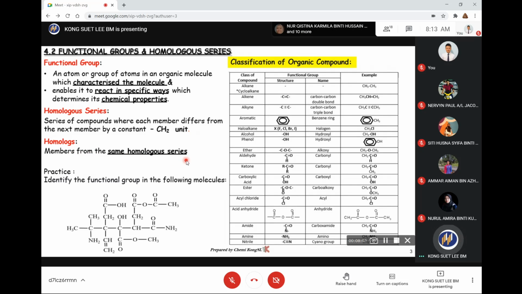Actually, this part is very simple. You have to know the names of the classes of compounds, roughly around 15 to 17 classes. And then you must know the structure and the name of the functional group. Here are the examples of the classes of compounds, and then you need to identify them. Okay, let's check one by one.